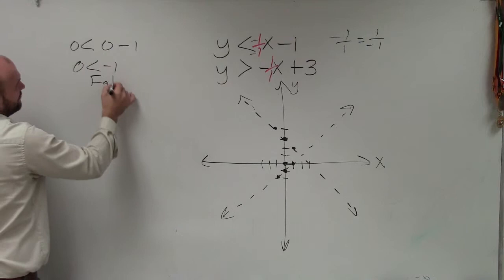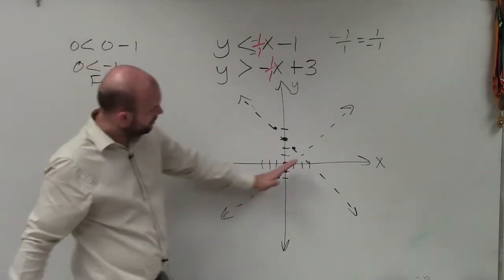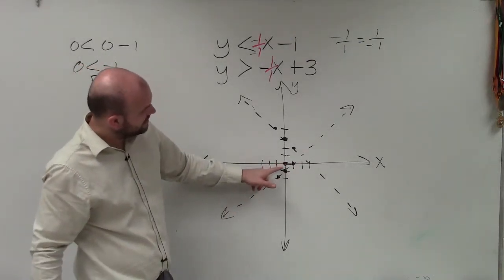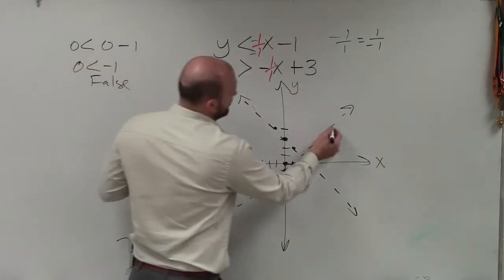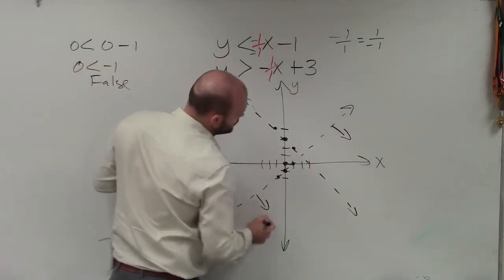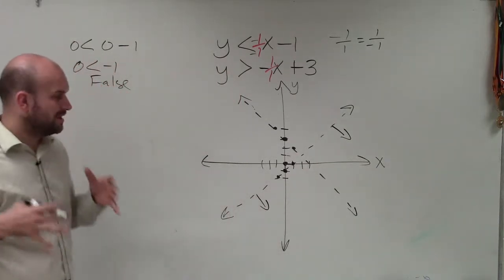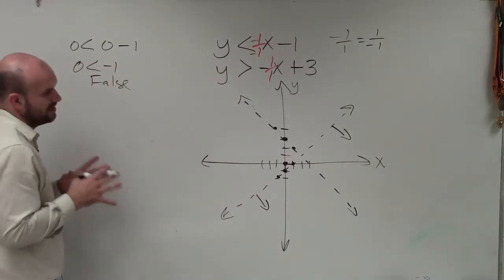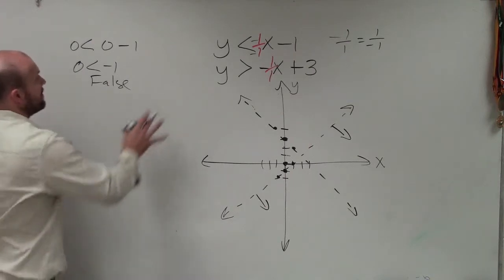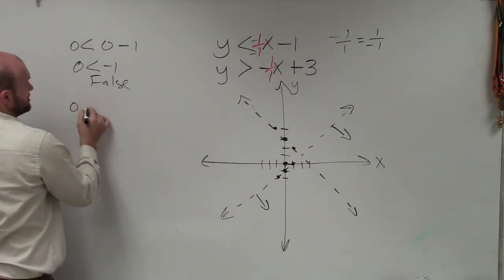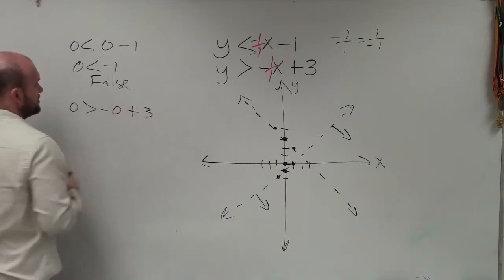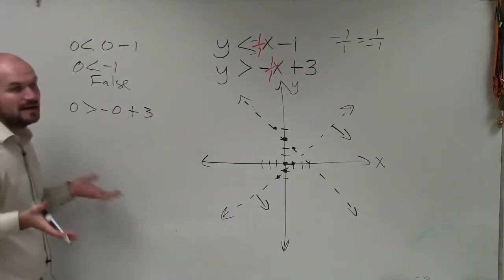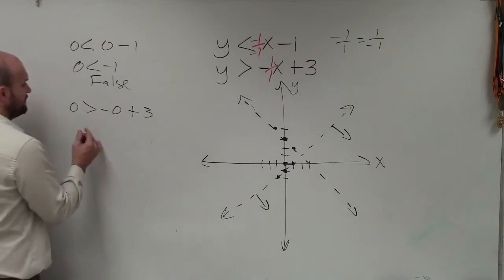Now that is false. So for this inequality, since my test point is false, all the points above the boundary line are false, and all the points below are true. I'm just going to draw arrows here until I test both of my boundary lines. Then I'll plug my test point in for this inequality. So 0 is greater than -0 plus 3. Well, there is no such thing as -0. 0 is not positive or negative.